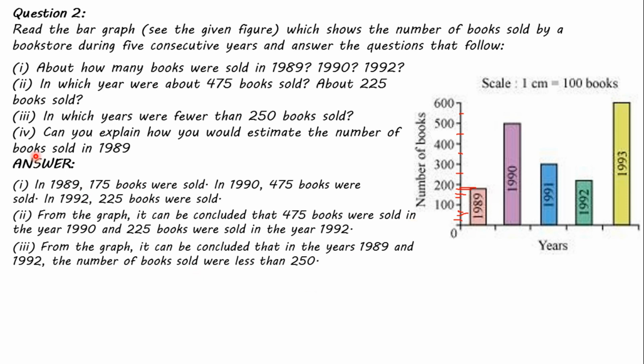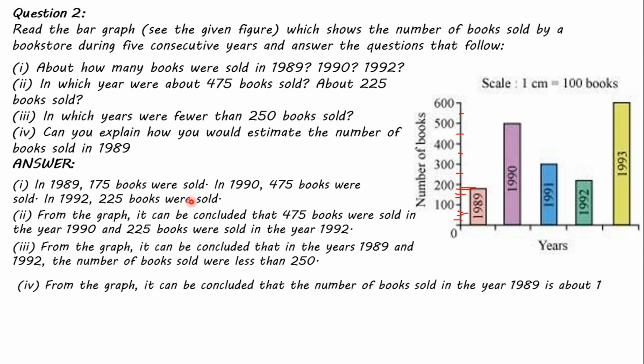Now the last part of this question. Can you explain how you would estimate the number of books sold in 1989? We can estimate like this. From the graph, it can be concluded that the number of books sold in the year 1989 is about 1 and 3/4 part of 1 centimeter. 1 means the complete 1, this, and 3/4 part means up to here.